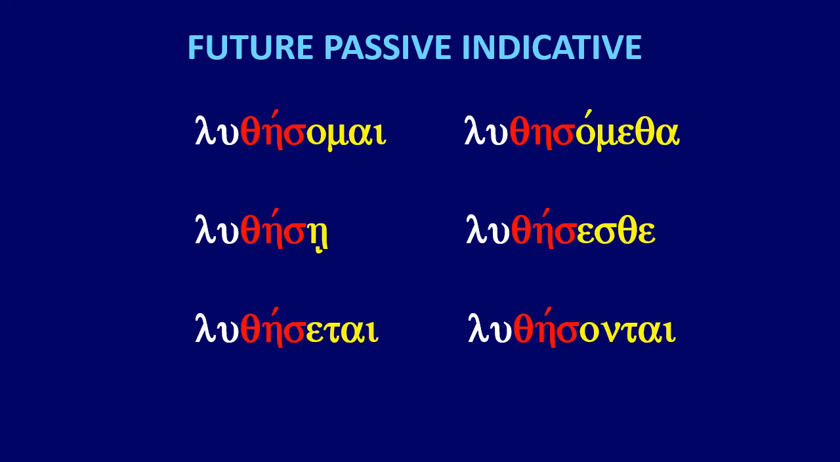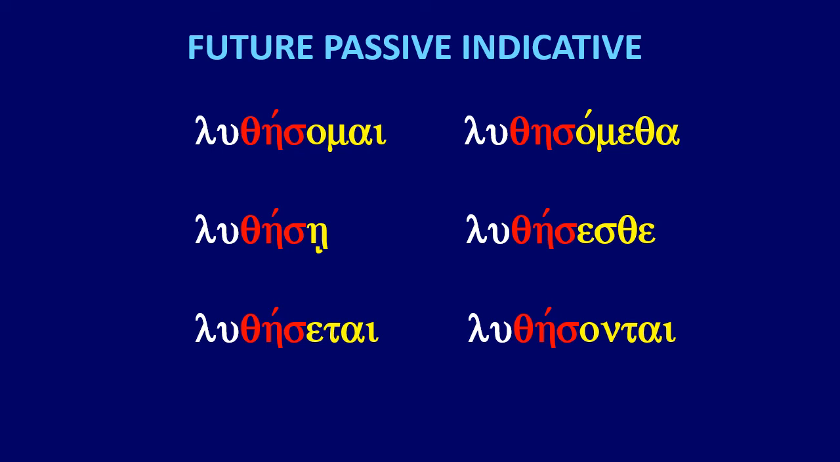Here's the future passive indicative with color codes to highlight the different parts of the verb. And you'll notice that the endings, first of all, in yellow are the same as for the present tense, middle and passive voice. And then you'll notice that the future tense middle voice endings are going to be the same as the future tense passive indicative endings with their connecting vowels. So you won't have to learn anything new in terms of endings.